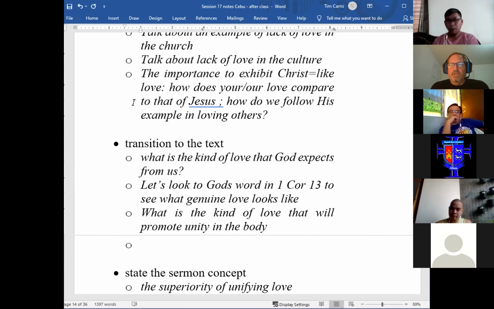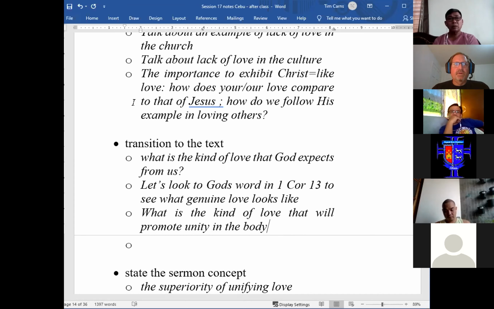Maybe let's say you share a story about how one person hired another person to do some work on their house, and they were cheated out of money, and then they got into a big fight over it and sued each other. You could describe the story and say, that lack of love shown between those two people has really destroyed the church. How can they repair that? What's the kind of love that's going to promote unity? Something like that.